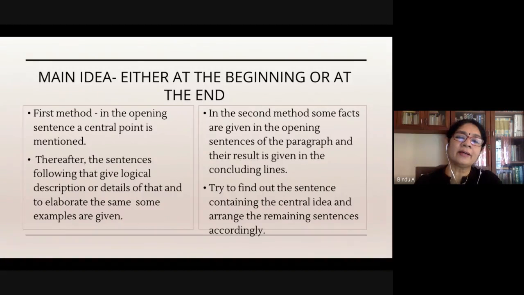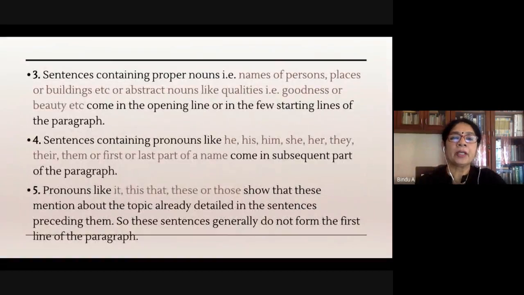In the first method, when you have placed that in the first part, the sentences that follow it will give a logical description or details of that topic, and then elaborate with examples, give further explanation, and so on. Whereas in the second method, some facts are given initially, and then it is in the last part of the paragraph that you would have that object or thing mentioned. Either way, ask yourself in what way the sentences are structured. So this is an important point.